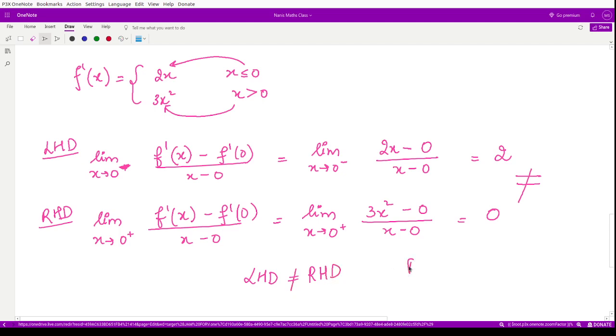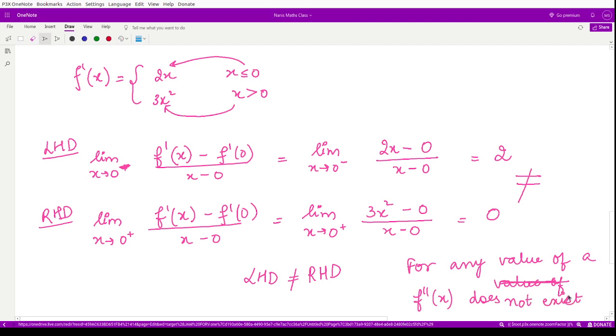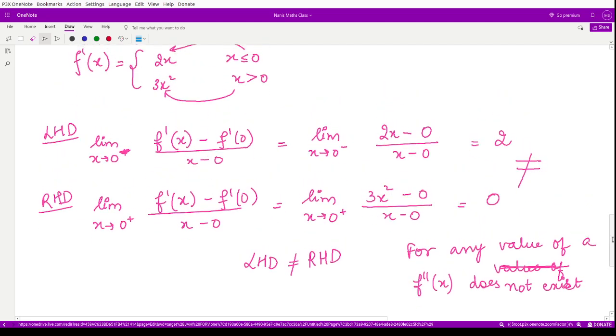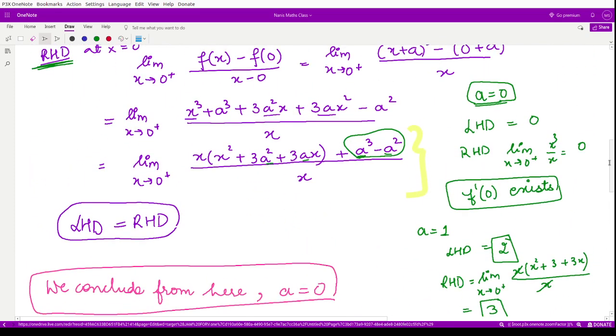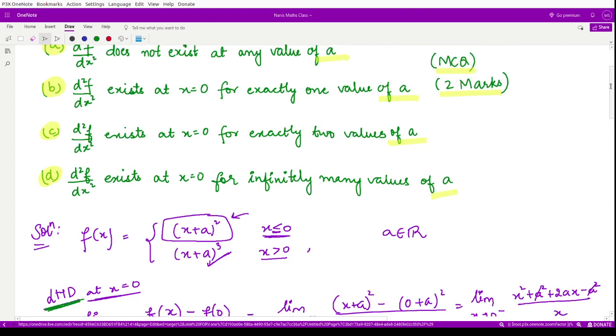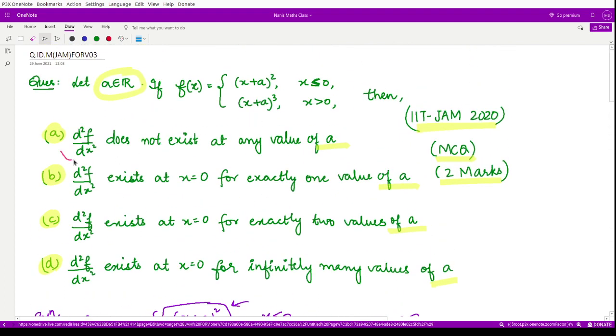So we may conclude that for any value of a, the second derivative does not exist, because we saw that the first derivative exists only whenever a was equal to 0, but now the second derivative does not exist even for that value of a equal to 0. So therefore the final option would be this one. This second derivative does not exist at any value of a, because they are asking particularly about the second derivative.